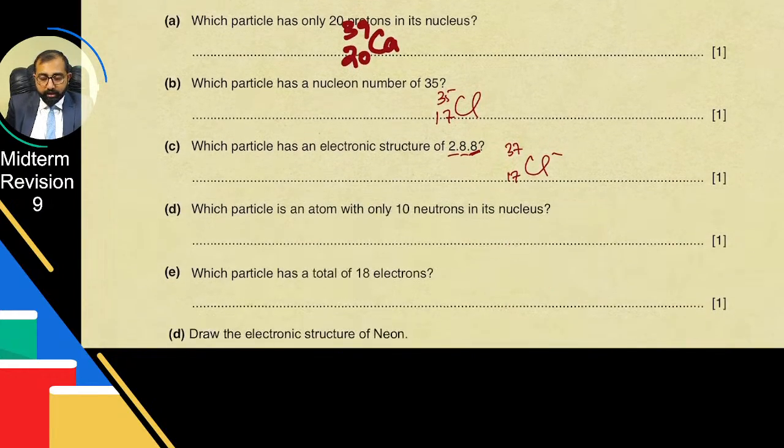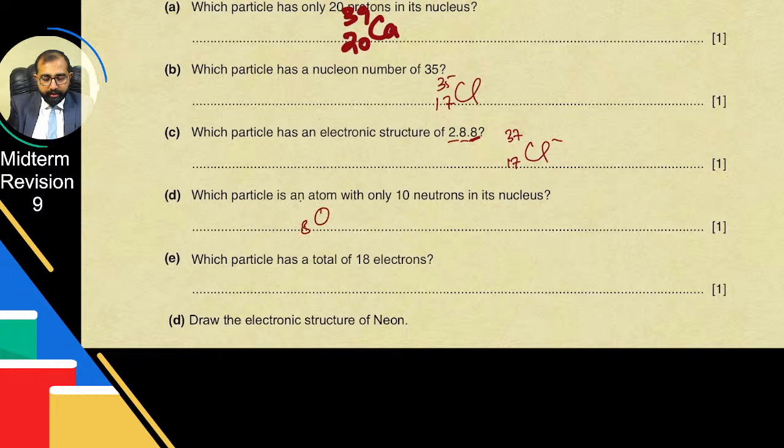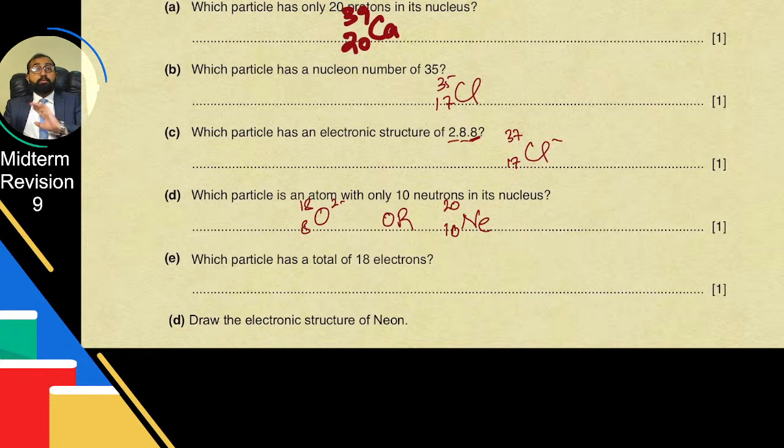So you can give the answer as O8 and 18 with a -2 charge, or Ne 10 and 20. Make sure you give only one answer. Don't give 2 answers. Okay, the examiner doesn't want you to give multiple answers. There's no point in doing that. Okay.